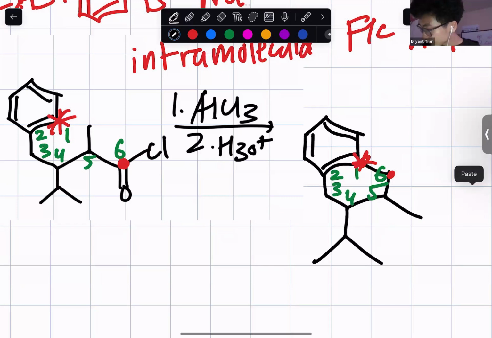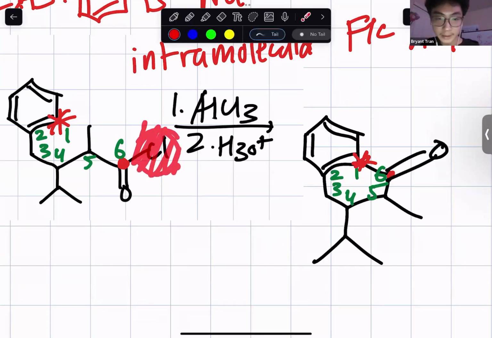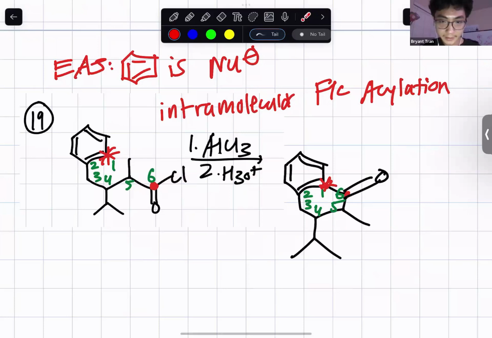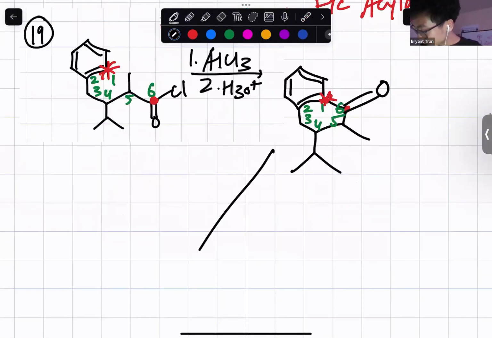5 has the methyl group, and 6 has the carbonyl group. The chlorine here leaves in the mechanism. It leaves as a leaving group. And that gives us this final answer here. And this is going to be a sneak peek of what we're about to do later when we go over mechanism. But let's say I convert that molecule into this molecule here.